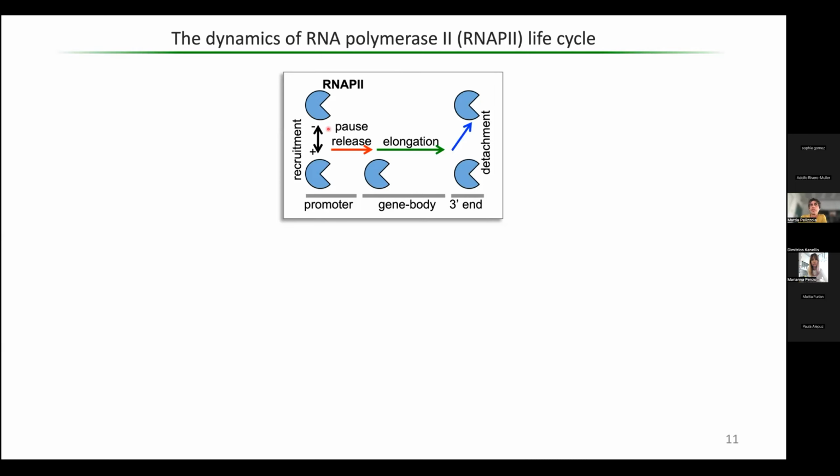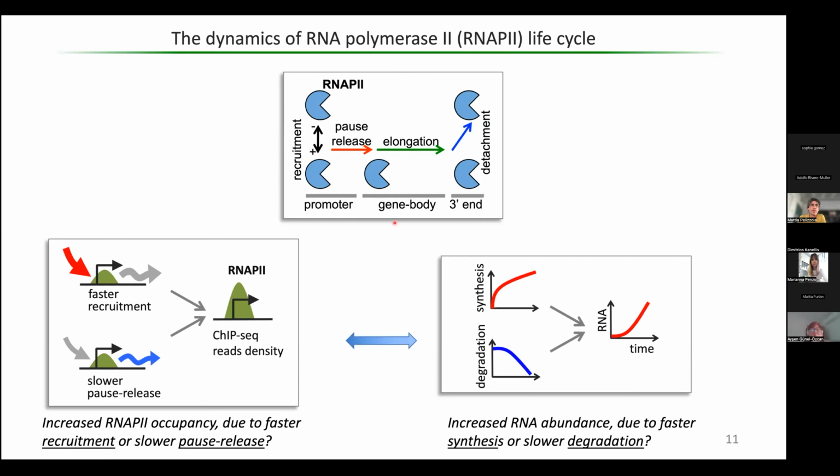It is also undergoing a life cycle where the polymerase is recruited. Then there is the step of pause release, elongation, and detachment, right? And also for polymerase, there is a similar problem. So when there is an increase in polymerase at the promoters, is this due to faster recruitment? Or is this due to slower post-release, for example? Different mechanisms can result in the same identical outcome.